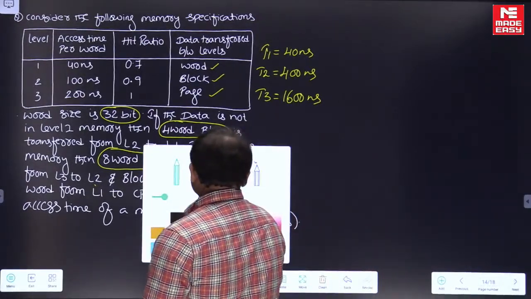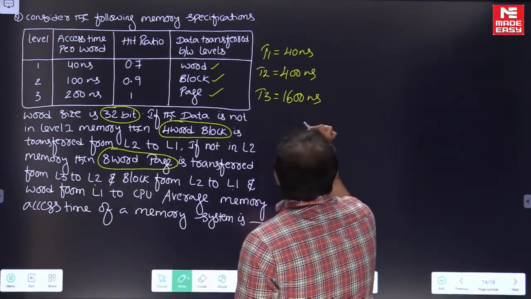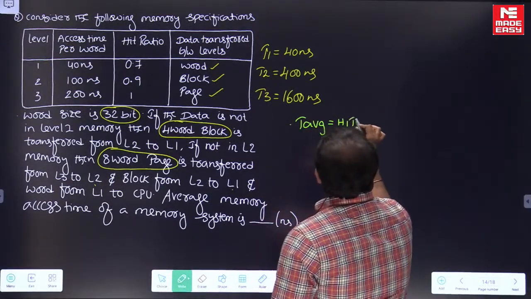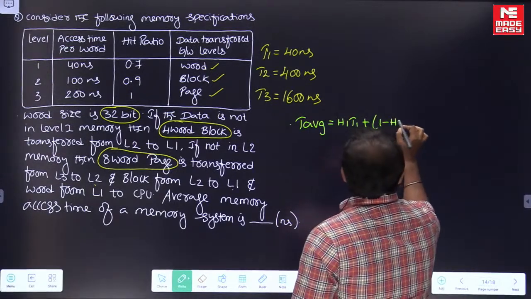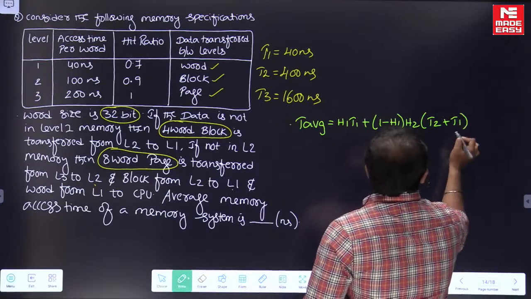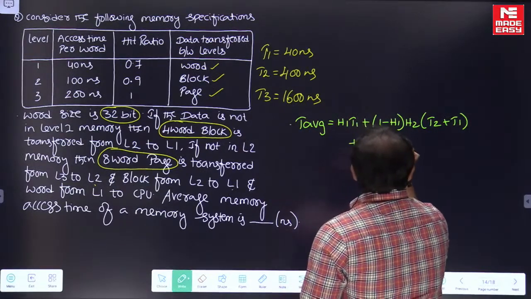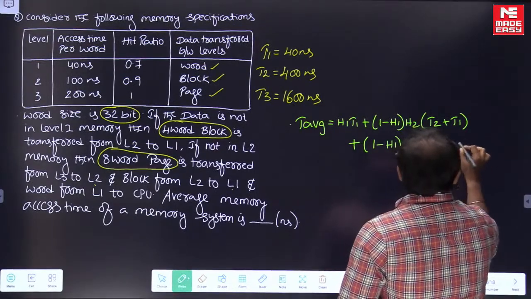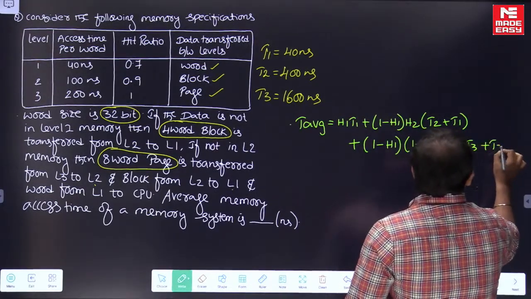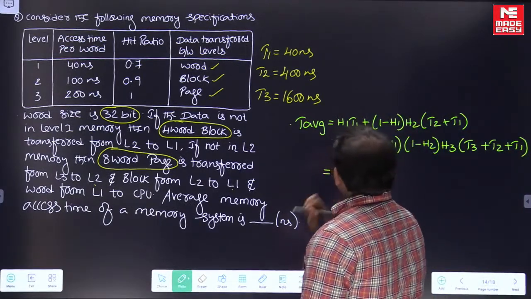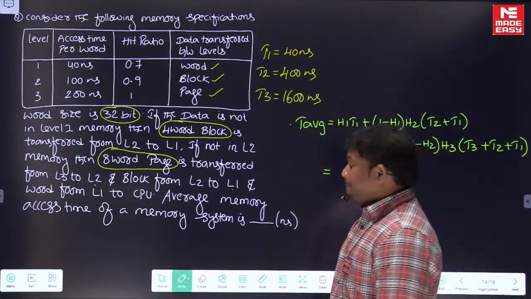Formula please. T average equal to H1 into T1 plus (1 minus H1) into H2 into (T2 plus T1) plus (1 minus H1) into (1 minus H2) into H3 into (T3 plus T2 plus T1). Now substitute the data and calculate the value.